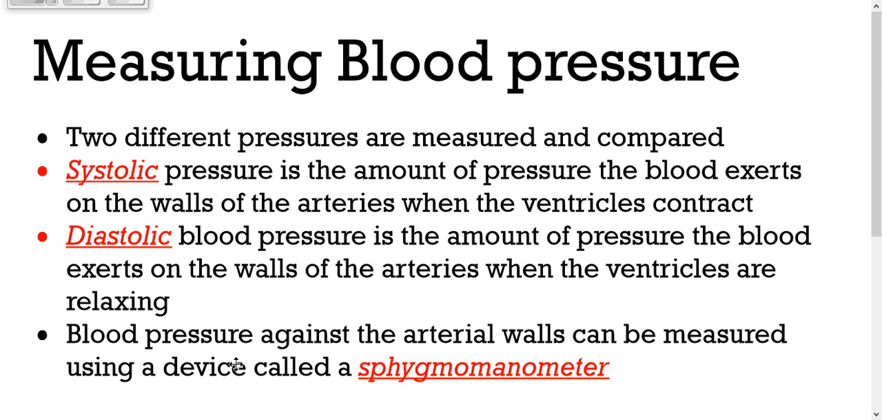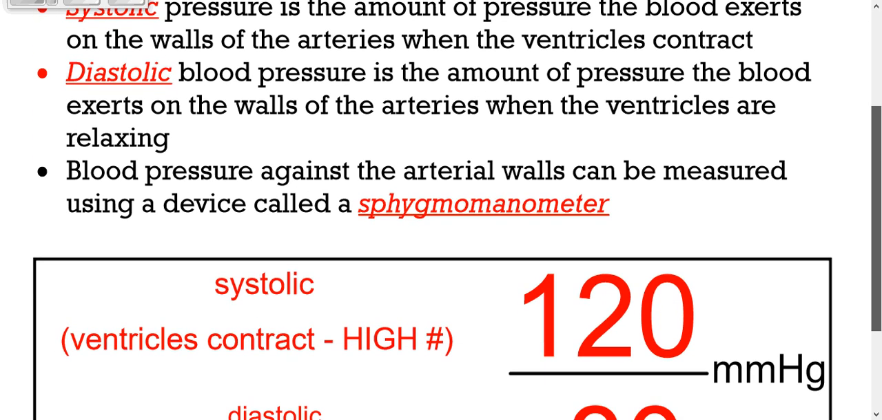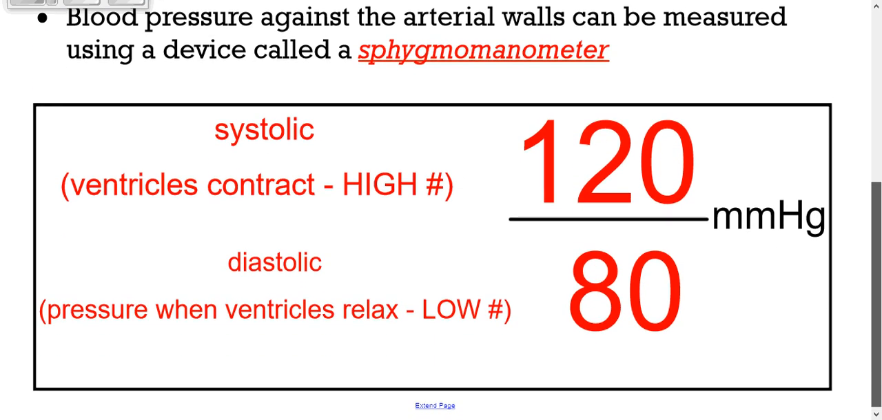Blood pressure against the arterial walls can be measured using a device called a sphygmomanometer, or more commonly a blood pressure cuff. If you've ever been to the doctor's, they put that cuff on your upper arm and pump up that bulb. Places like Shoppers Drug Mart and other pharmacies will have one that you can just sit down and stick your arm in. You don't have the diagram at the bottom, this one here. It's normally something that I write on. You may want to copy it down.